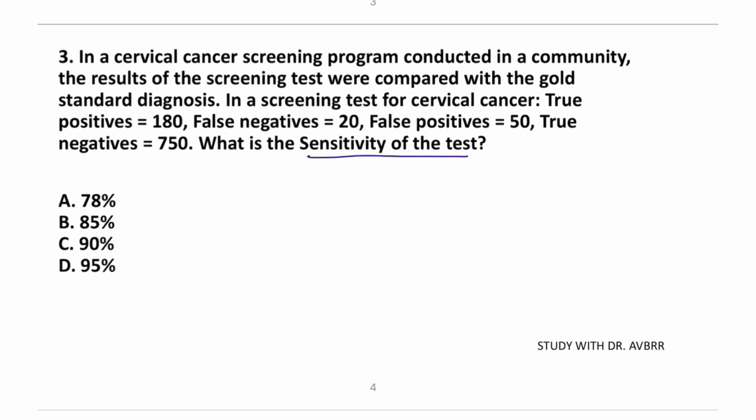Next, what is the sensitivity? Sensitivity means the true positivity rate, where the disease is present. This is the true positive we are looking at. Again, you have to understand the formula for this. Sensitivity is equal to true positives divided by true positives plus false negatives, that is, those present in these patients.